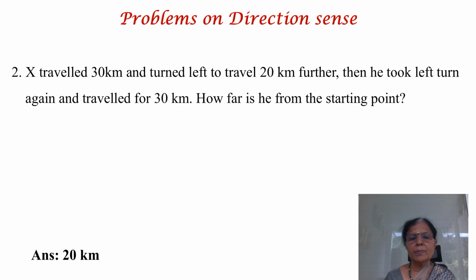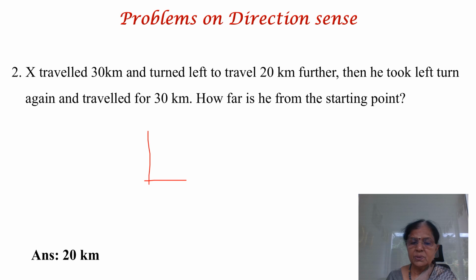See, this problem is comparatively easy. You don't have to use Pythagoras theorem. Read the problem carefully. X traveled 30 kilometers and turned left to travel 20 kilometers further. Then he took left turn again and traveled for 30 kilometers. How far is he from the starting point? X is the name of the person. He traveled 30 kilometers. See, no direction is given. So anyway you can draw. You can draw this way or this way, anything. You will get the same answer, provided you follow the directions correctly.